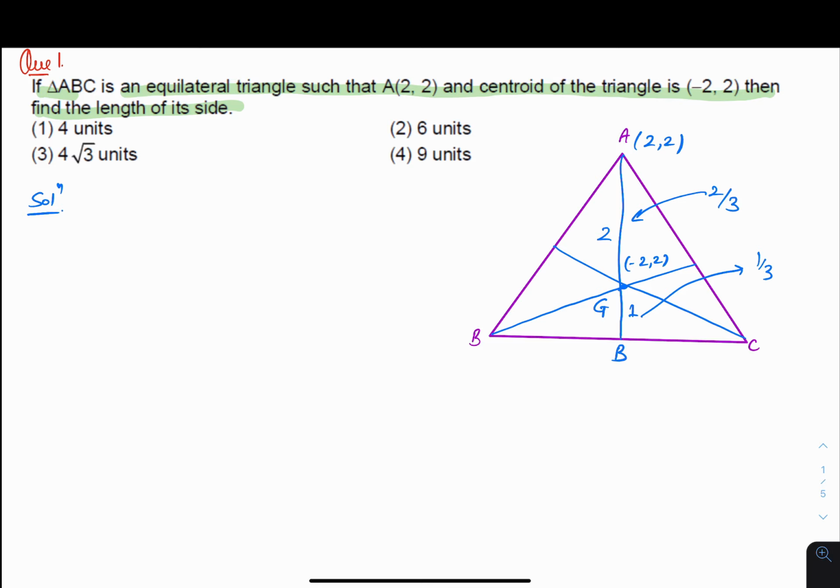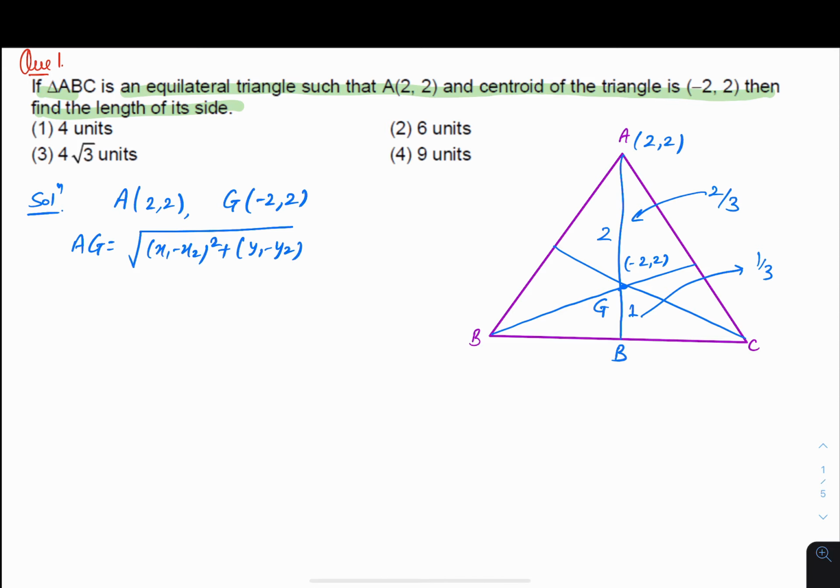Okay, so the point A is given as (2, 2), and the point G, which is the centroid, is given as (-2, 2). So first of all, we will find the distance between A and G. We all know that the distance is given by the distance formula, which is the square root of (x1 minus x2) whole square plus (y1 minus y2) whole square, or you can write it as (x2 minus x1) whole square plus (y2 minus y1) whole square. It doesn't matter since we are having the squares here.